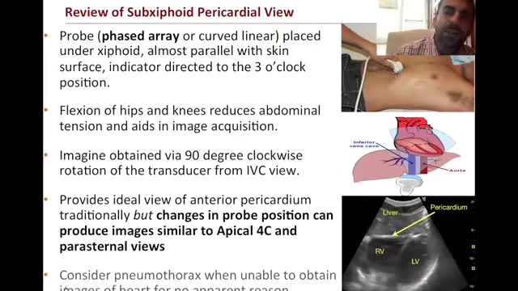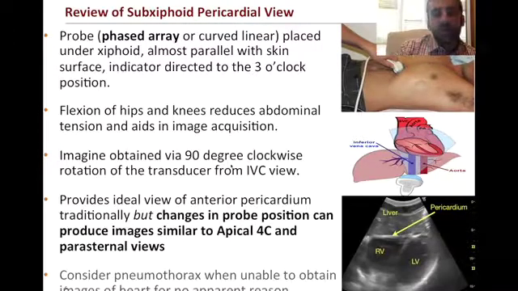Very important to realize you need to identify one subxiphoid space, and we'll highlight this again when we come to the simulator demonstration. Flexion of the hips and knees can help by decreasing the pressure so that it's less stimulating to the patient.